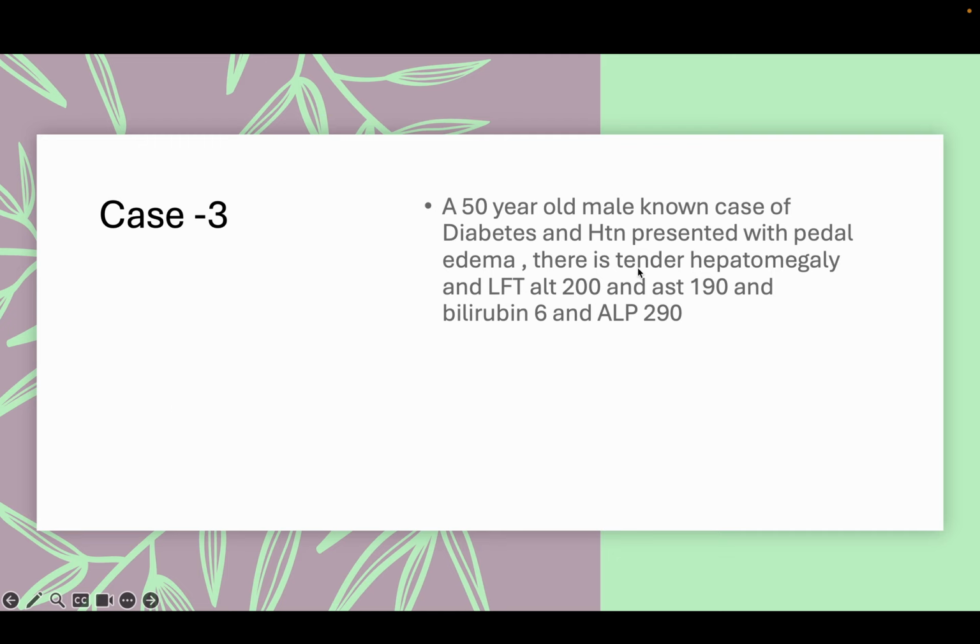A 50-year-old male, known case of diabetes and hypertension, presents with pedal edema. Then there is a tender hepatomegaly on examination. LFT showed ALT of 200, AST of 190, bilirubin of 6 and ALP of 290. So how do you interpret this case?